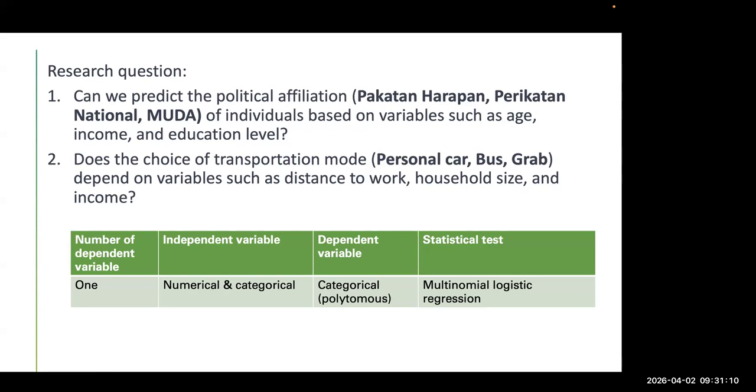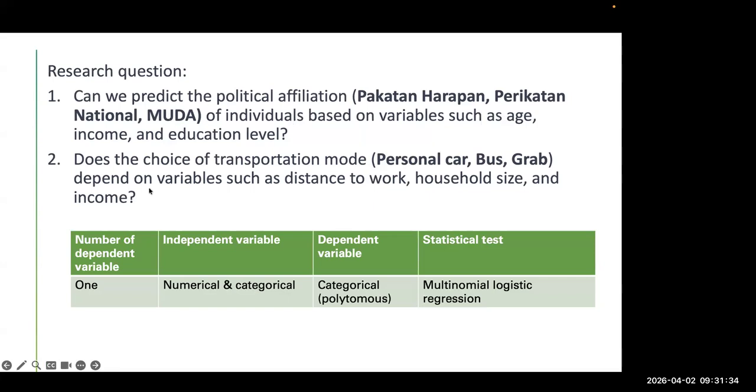Remember, we only have one dependent variable, which is the political affiliation. And then we want to see the independent. Now we have more than one: age, income, and education level. So in this case, we have to use multinomial logistic regression. Is this categorical, but more than two?